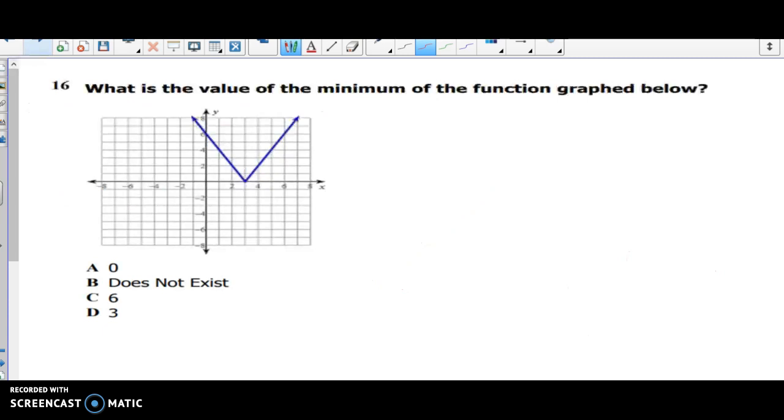What's the value of the minimum of the function that's graphed? The value of the minimum here is at the point (3, 0). So my y value is what? My y value is 0. So that's my minimum.